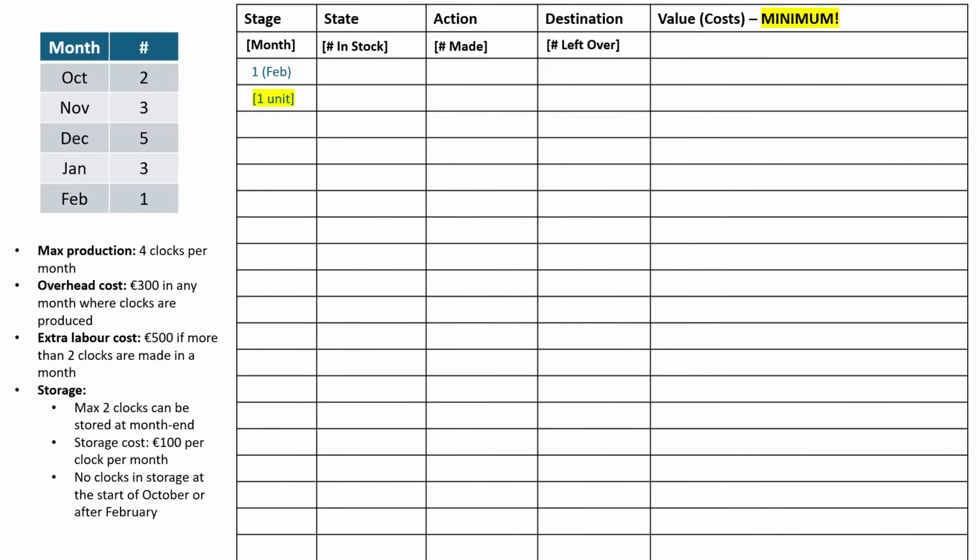So because we can't end with any stock, we need to be very careful that our destination, our end result at the end of this month will be 0. So we have two main options.